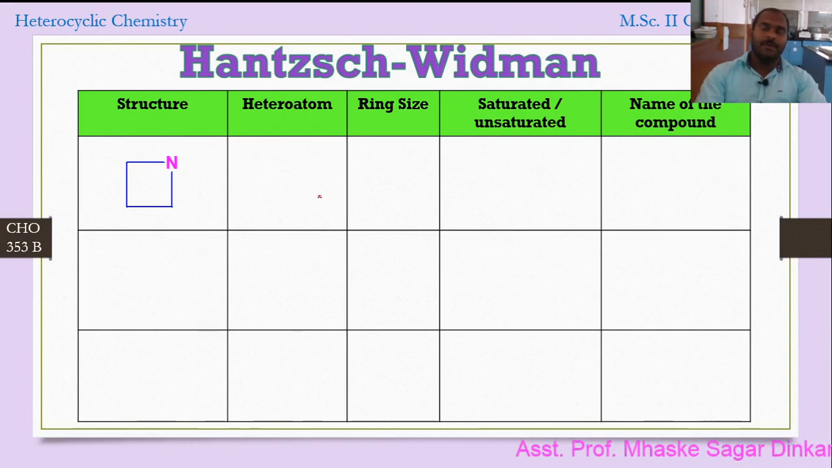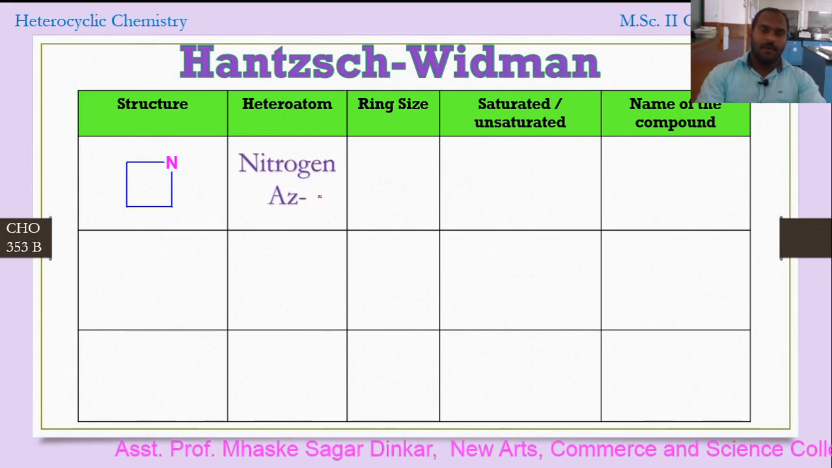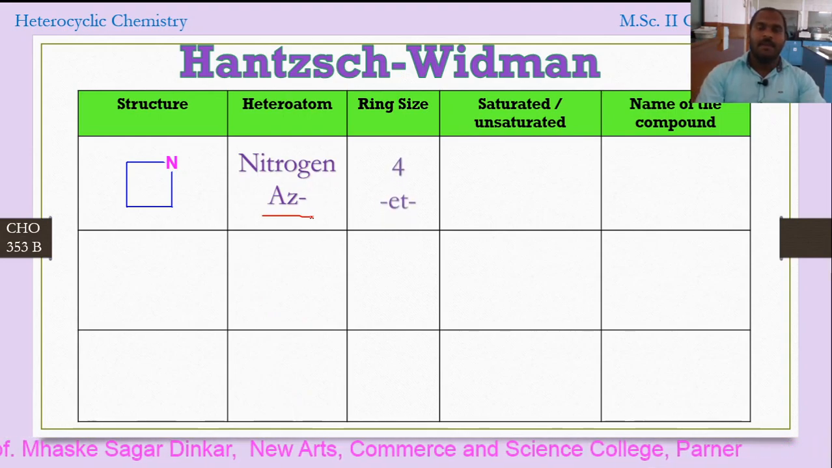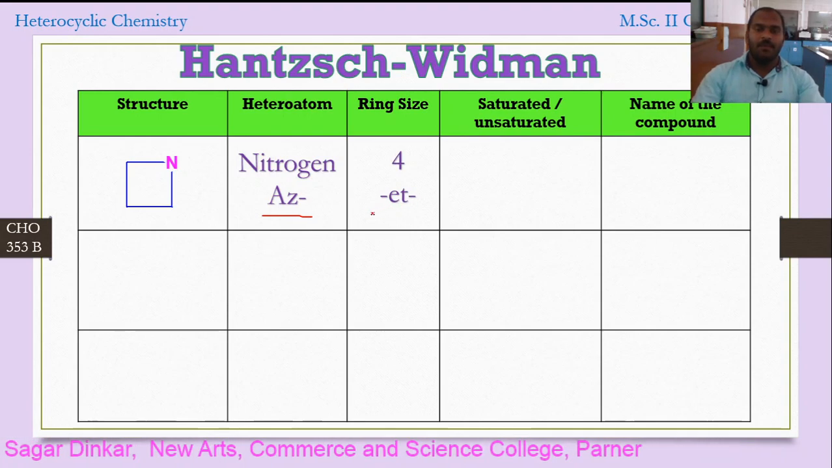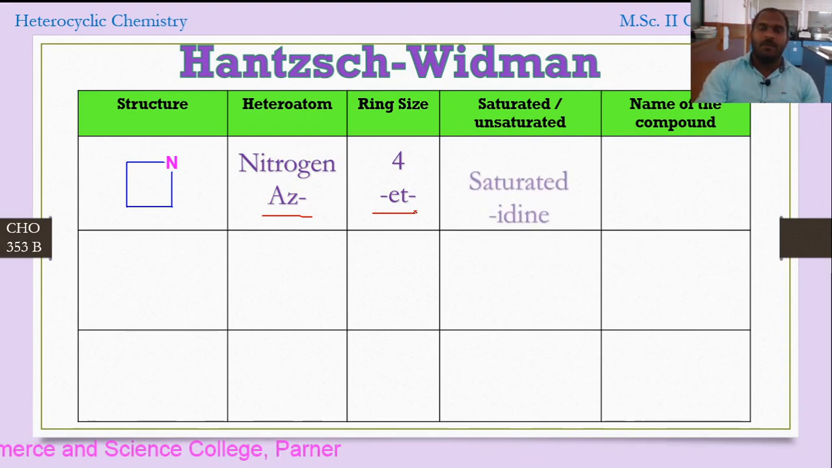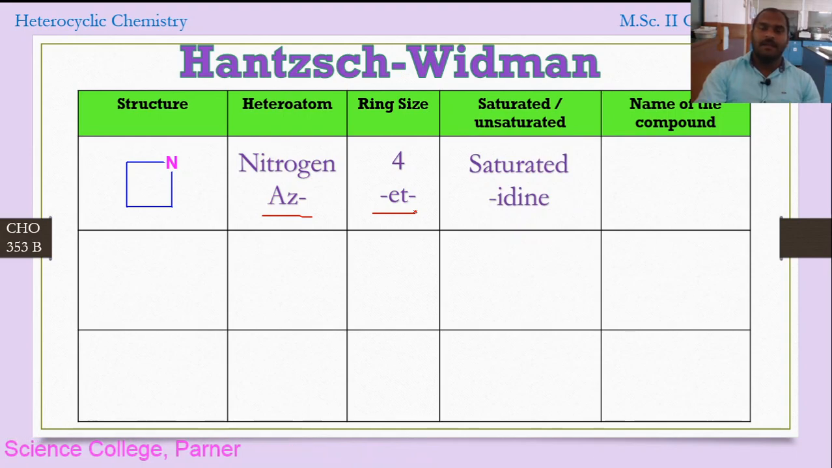So what is our first question? First question is that what is the heteroatom present in the cyclic system? What is the heteroatom present? Nitrogen. Nitrogen, therefore aza, right? So we are using Az. Then what is the ring size? It is a 4 member, therefore Et, right? And whether it is saturated or unsaturated, it is a saturated, therefore we are saying it is Edene, as it is having a nitrogen, so IDIN. So combine these letters, you will get the name of the compound.